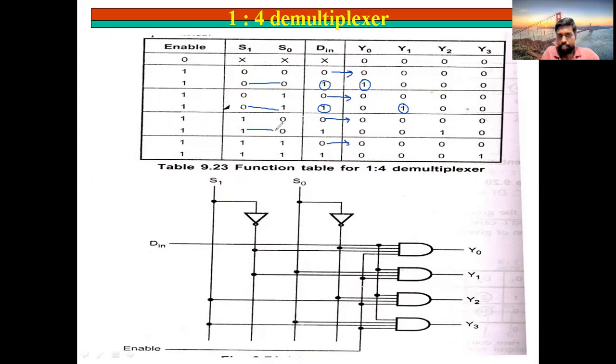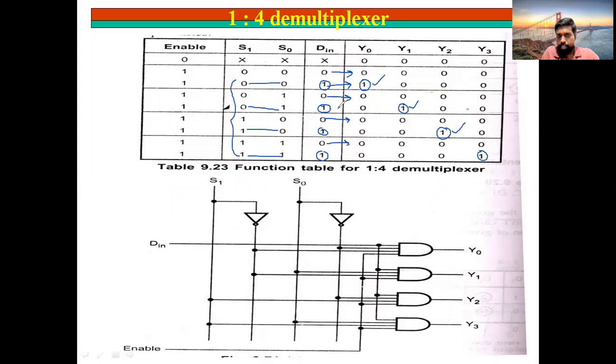And for the third combination 1, 0, when input is given, output is observed at Y2. And for the last combination 1, 1, when input is supplied, the same input is observed at Y3. So what I am saying is, for each and every combination of S0 and S1, we are seeing the input at one output line.